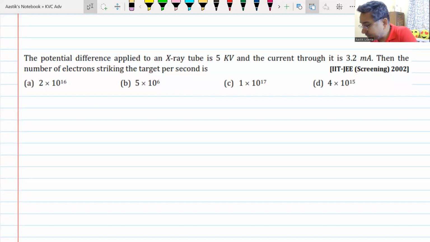And here is the question. A potential difference applied to an X-ray tube is 5 kilovolt. The current through it is 3.2 milliamperes. Then the number of electrons striking the target metal is. Now you may feel that this is a question of X-rays, but this is not a question of X-rays. This is a simple question. I'll give you 2 minutes to give me the answer.